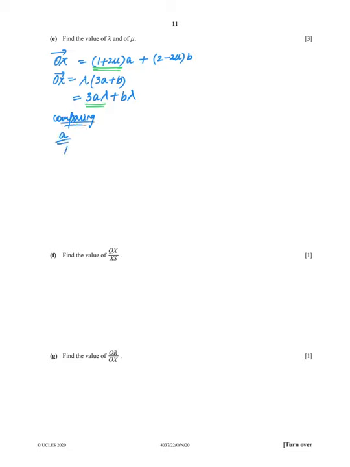So it will be 1 plus 2 mu equals 3 lambda. And again I'm using B as a comparison, so it's 2 minus 2 mu equals lambda. Basically I have the value of lambda in terms of mu, and I will place the value of lambda here. So now it will be 1 plus 2 mu equals 3, and lambda is what? 2 minus 2 mu. Now I need to simplify the equation, so that will be 6 minus 6 mu. And now I need to solve.